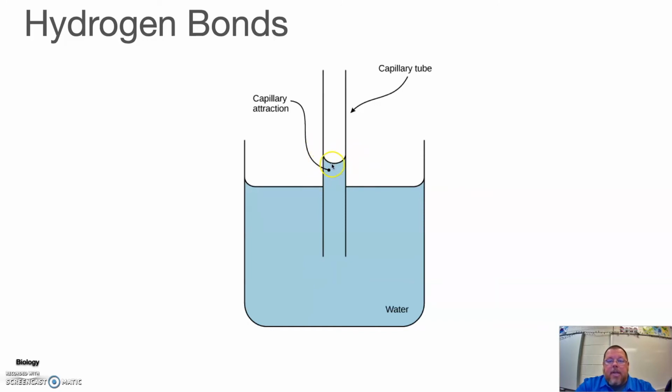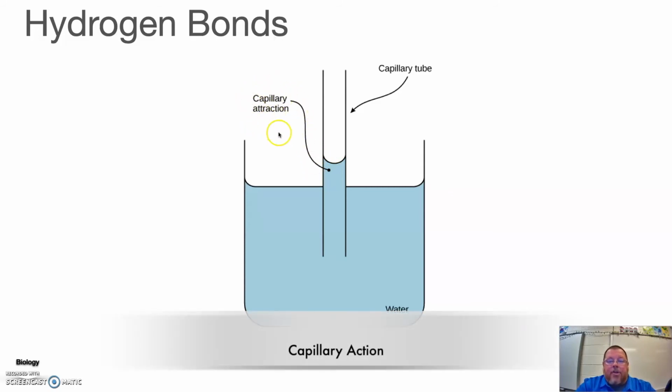This would be the cohesive nature of water molecules bonding together. But again, the adhesive nature is leading to this inverted cup shape here in the tube. However, this also leads to something called capillary action or capillary attraction.